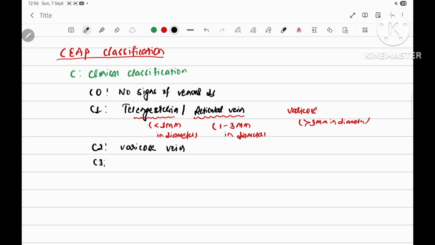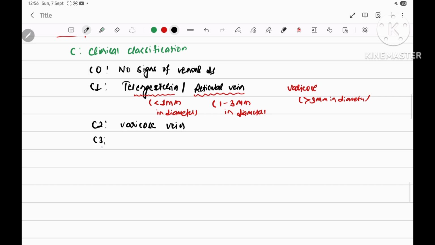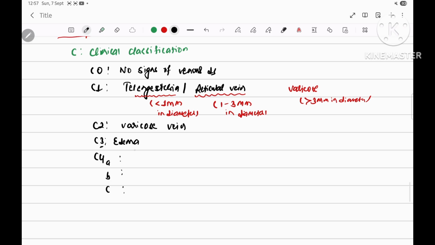Now, how do I recognize C3? We can write the 3 like an E. E means edema, so C3 is edema. Now C4 has C4A, C4B and C4C. C4A means pigmentation or eczema, and C4B means lipodermatosclerosis.